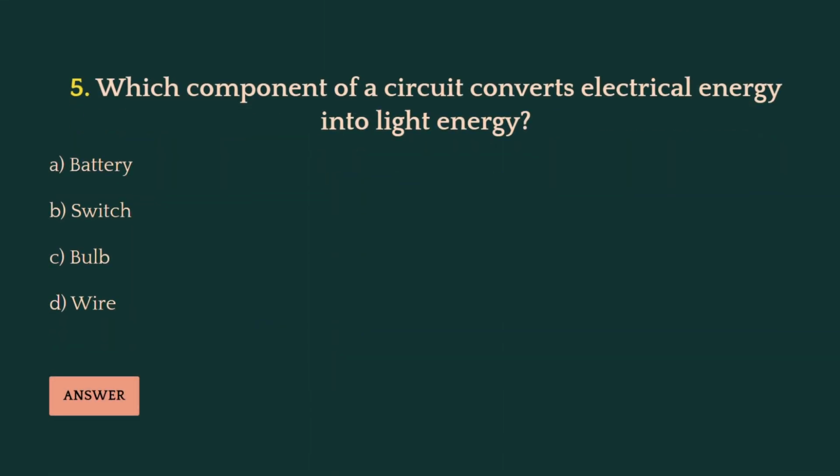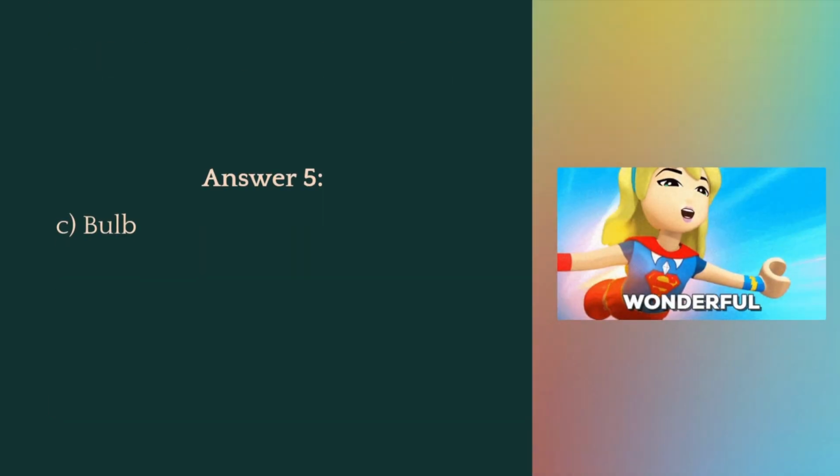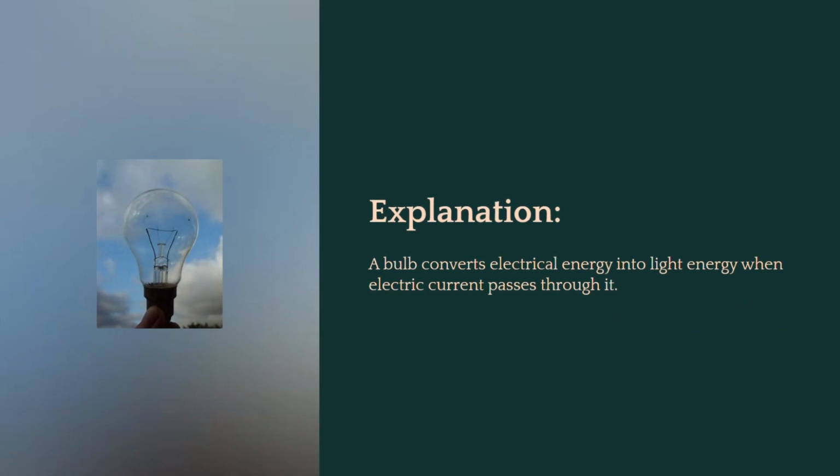Question number 5. Which component of a circuit converts electrical energy into light energy? Is it A battery or B switch or C bulb or is it D wire? The correct answer of the question is bulb. A bulb converts electrical energy into light energy when electric current passes through it.